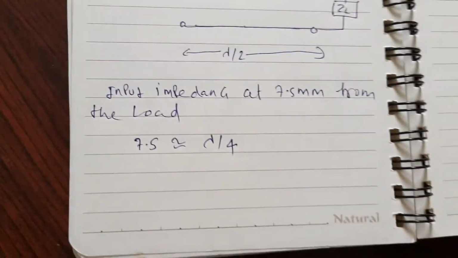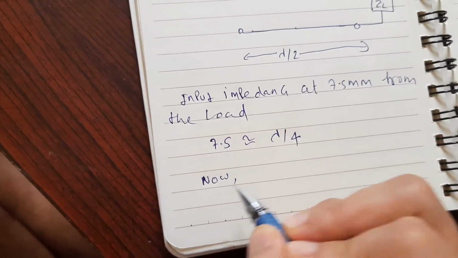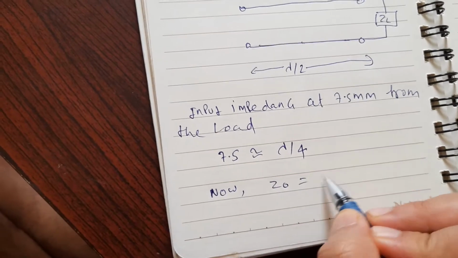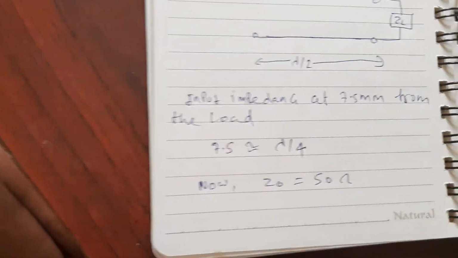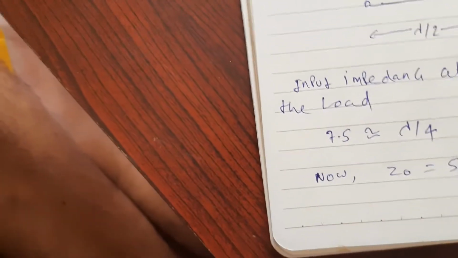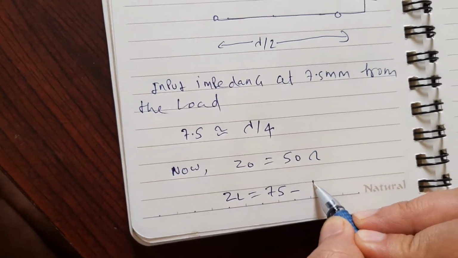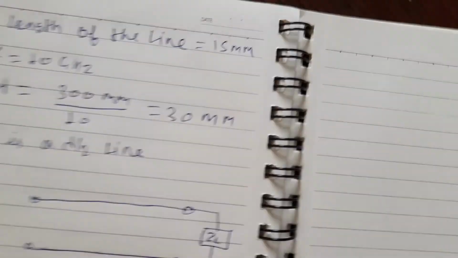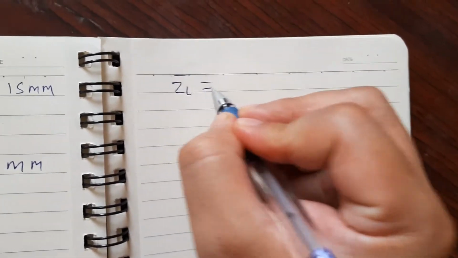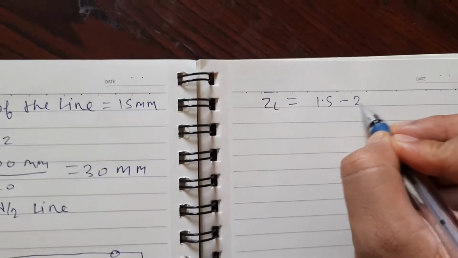So I'll put the Smith chart. Now Z0 is given as 50 ohm and ZL is given as 75 minus j100 ohm. So the next step is to find out ZL bar, and that will be equal to 1.5 minus 2j.